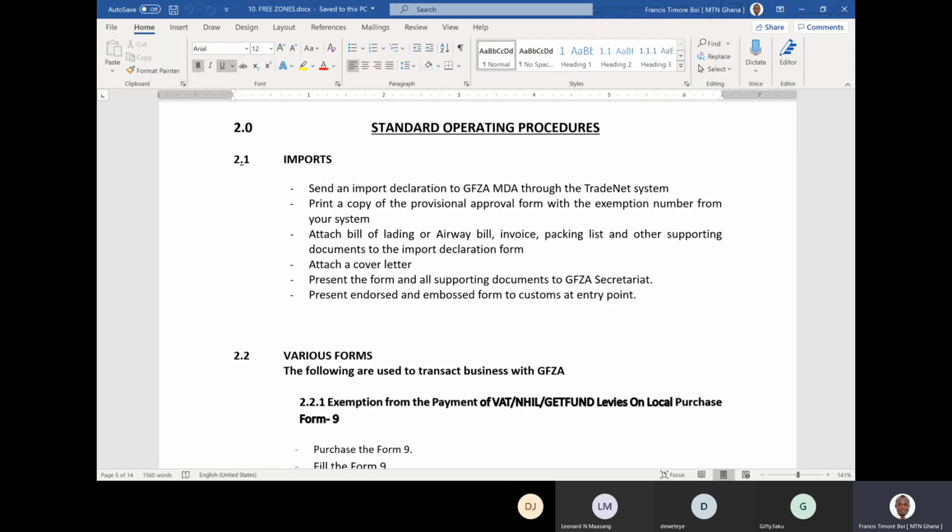So if they want to import, they send an import declaration form to the Ghana Free Zone Board through the TradeNet system. Now they say Unipass, isn't it? Is it Unipass or which one? Which one is not working? Unipass is not working. So GCNet has taken over.